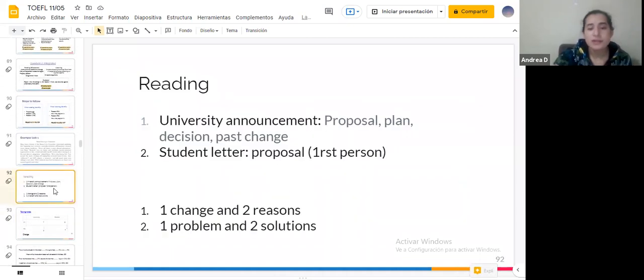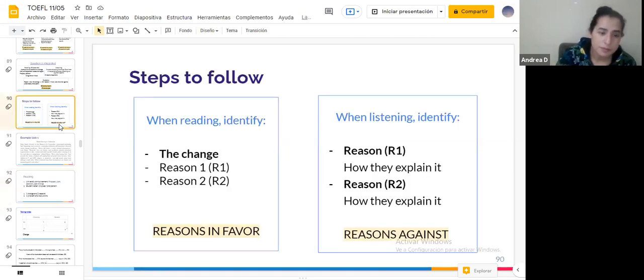All right then. Now the listening will always be the same thing. Two students discussing the change. The most common conversation type will be where the students are against the change, but that's not always the case. You know, sometimes they're in favor of it. So we'll be practicing with both so that you guys have an idea of how it works. So I think that's kind of it. You know, reading, listening, two reasons in the reading, two reasons in the listening. You just have to find what those are.